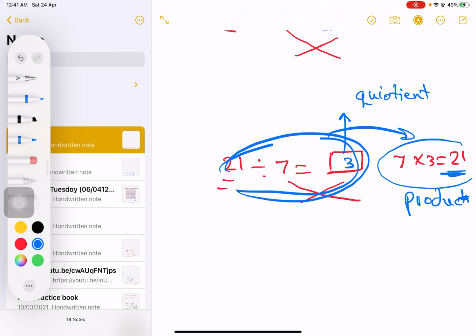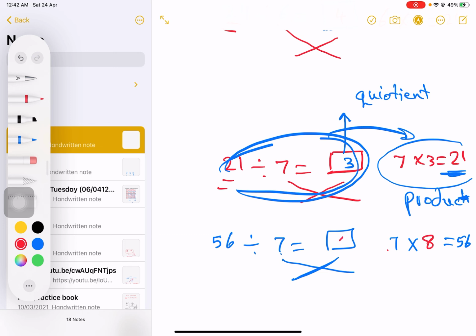Of course, if I write for you, for example, the opposite. If I write 56 divided by 7 equals what? Remember what multiplication sentence, when you multiply 7 by what? You get 56. Of course, it is 8. So 7 times 8 is 56. So the quotient here is 8. If you multiply 7 by 8, you will get 56.